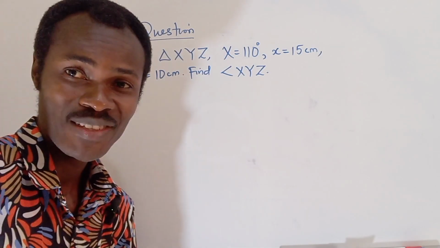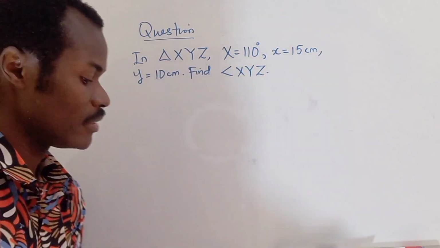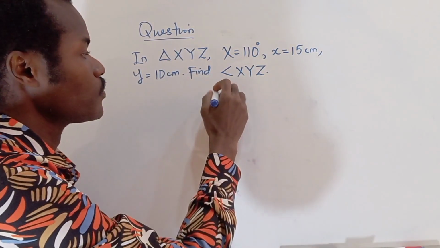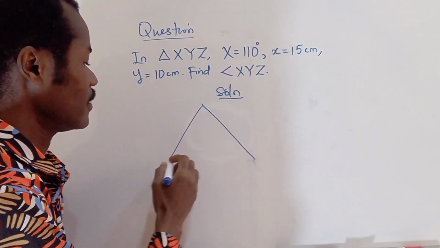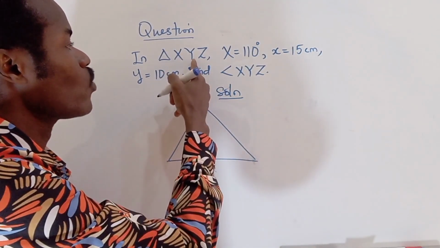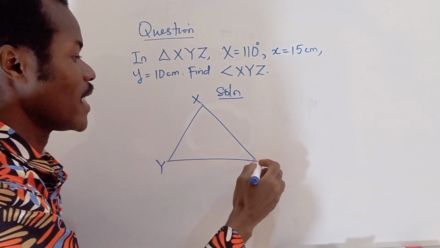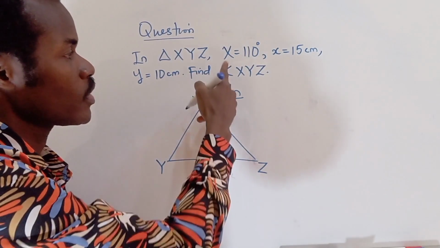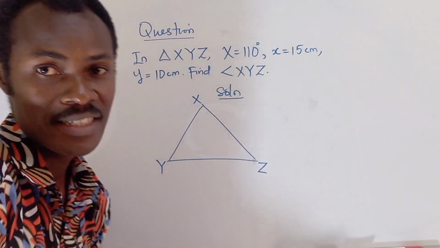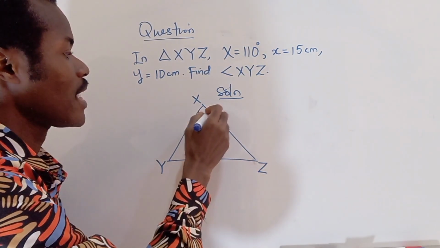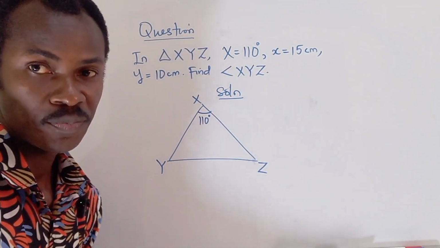Alright, so let's get right into this question. It says in triangle XYZ, so let's represent the triangle. Our solution, well, a triangle like this. So we have XYZ: this can be X, this we have as Y, and this we have as Z. So angle X is 110 degrees. So what it means is this angle is giving us 110 degrees.